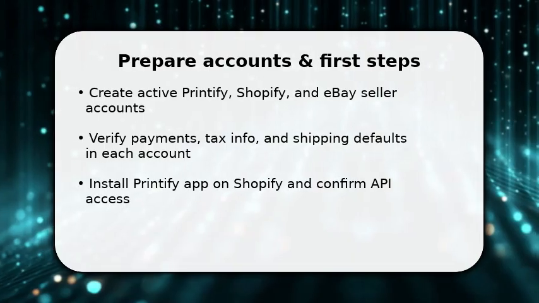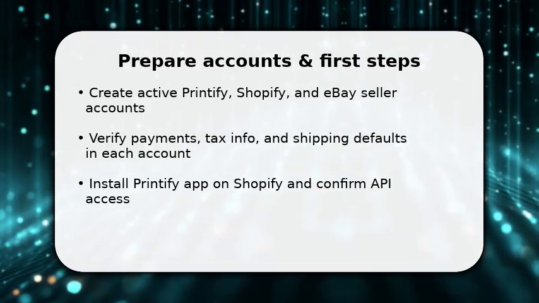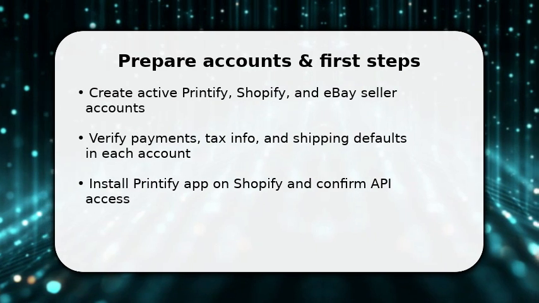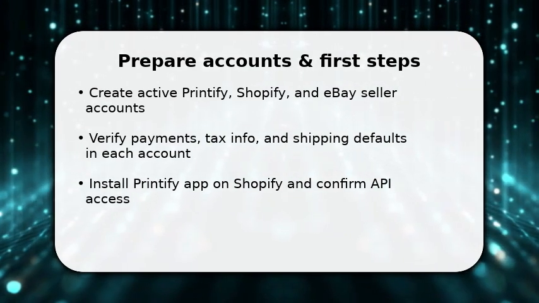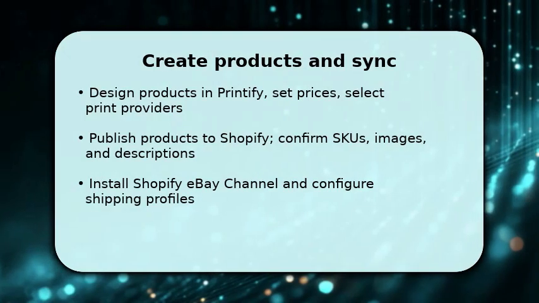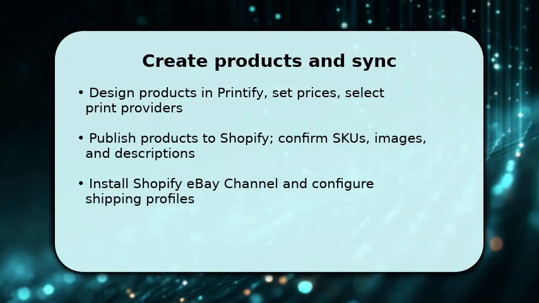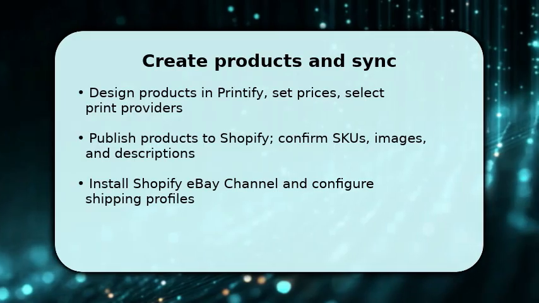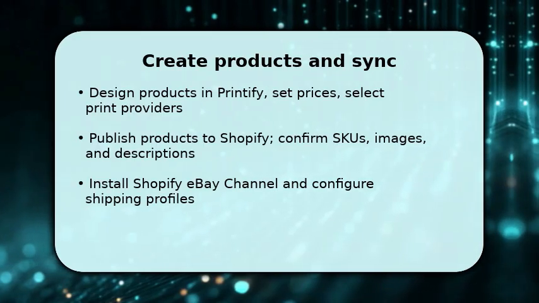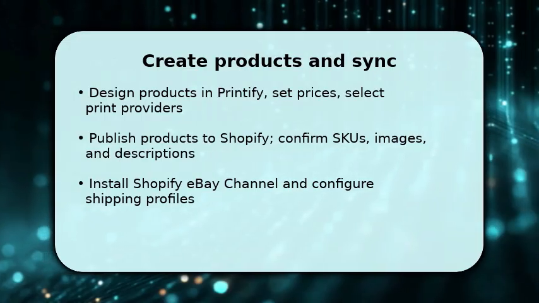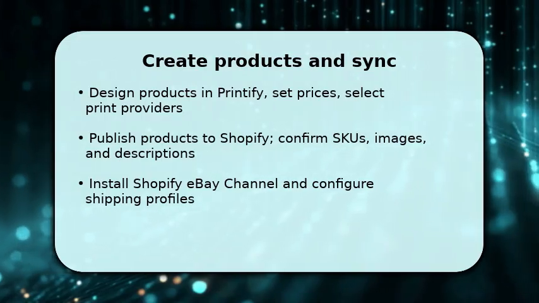Make sure SKUs and product titles are consistent now, because those identifiers are how Shopify will later map listings to eBay. Once products are designed in Printify, pick print providers, set wholesale and retail pricing, and assign clear SKUs. Then publish each product to your Shopify store, double-check images, descriptions, variants, and that SKUs match exactly.